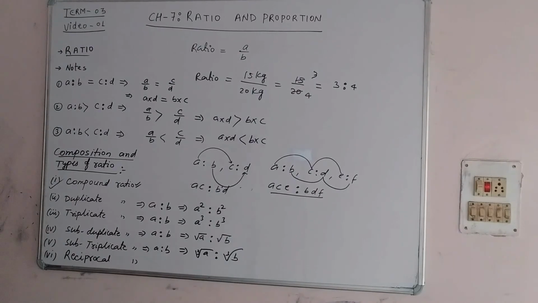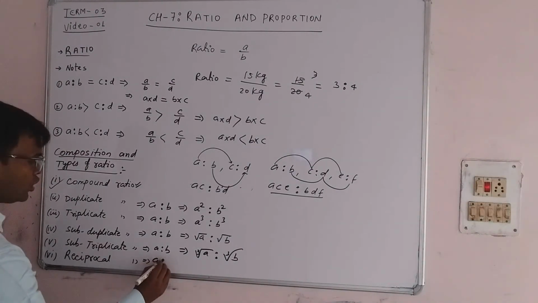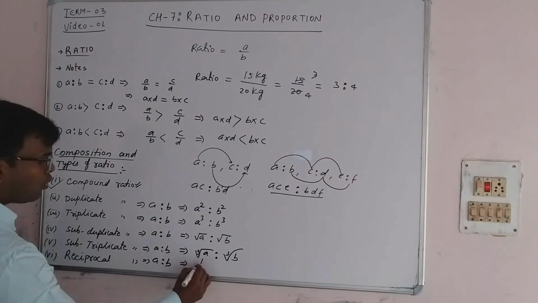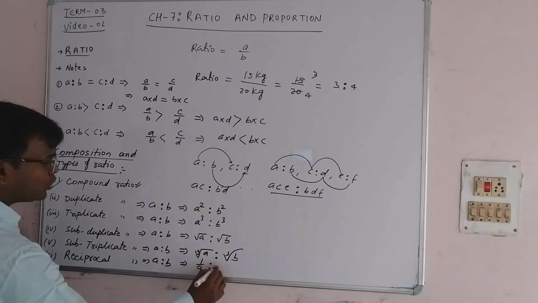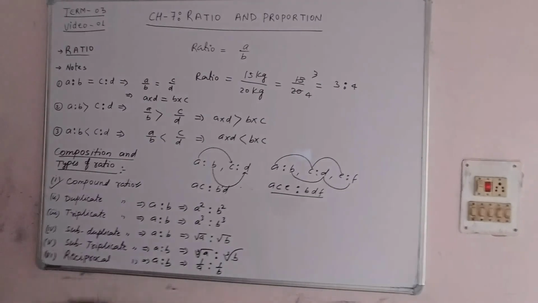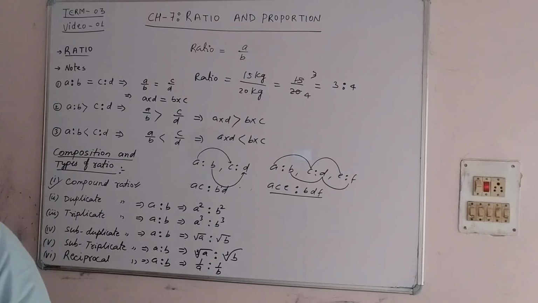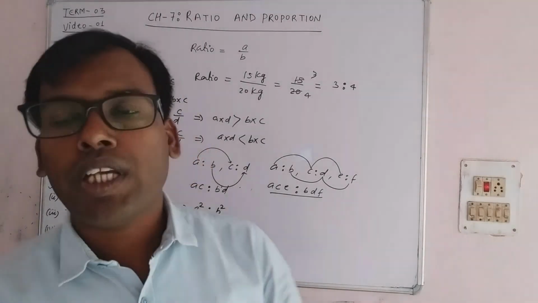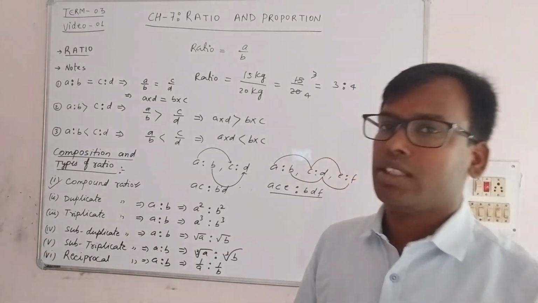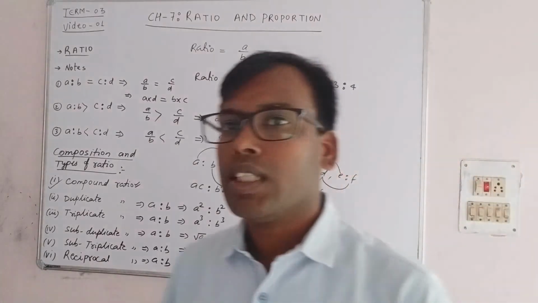Then after that we have the reciprocal ratio. Suppose A is to B is there, then the reciprocal of the ratio becomes 1 by A is to 1 by B. So these are the composition and types of ratio. Based on this, you can solve some questions from the exercise, that means from exercise A.